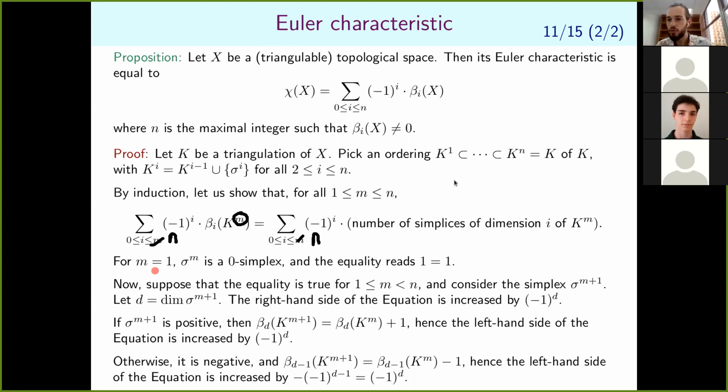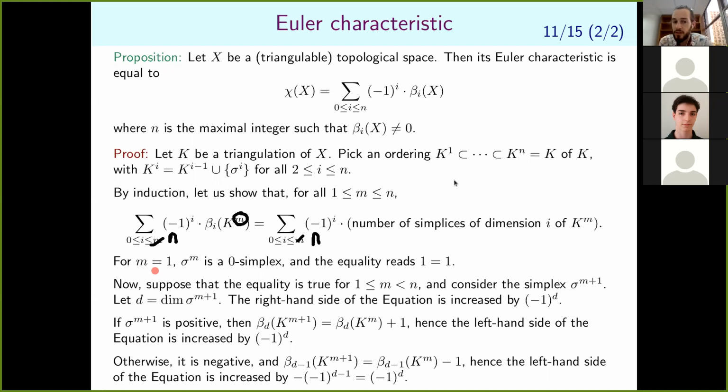We just upgrade the simplicial complex. So for m equals 1, this is obvious, because on one side we have one connected component, so beta 0 is 1, and on the other side we have only one simplex of dimension 0. Okay. Now, by induction, we suppose that it is true for some m, and we want to prove that it's also true for m plus 1.